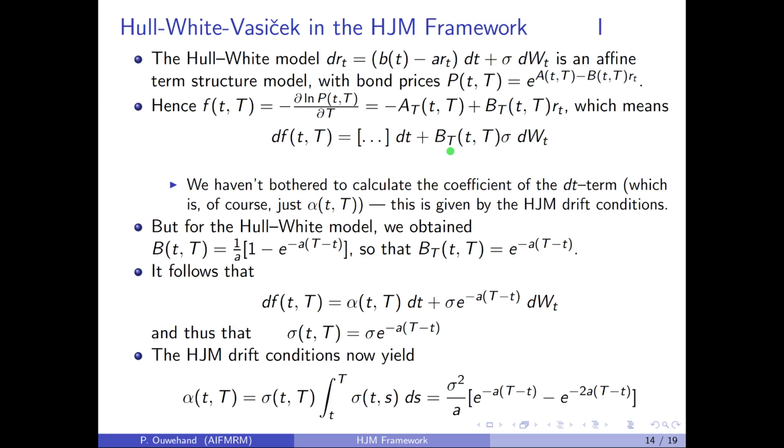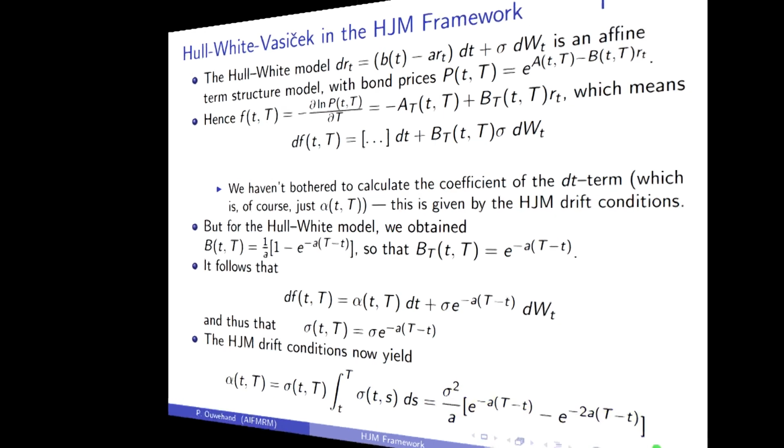Now for the Hull-White model, and in fact also for the Vasicek model, we obtain the following expression for capital B. And hence if we take the derivative with respect to the maturity variable, we obtain the following. It therefore follows that the instantaneous forward rate dynamics are given as follows, and thus that the volatility structure for this particular model is given as follows. Now you can go and compute alpha using the HJM drift conditions and show that it reduces to the following expression.